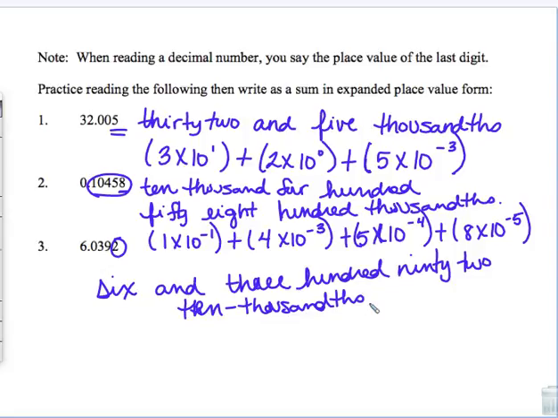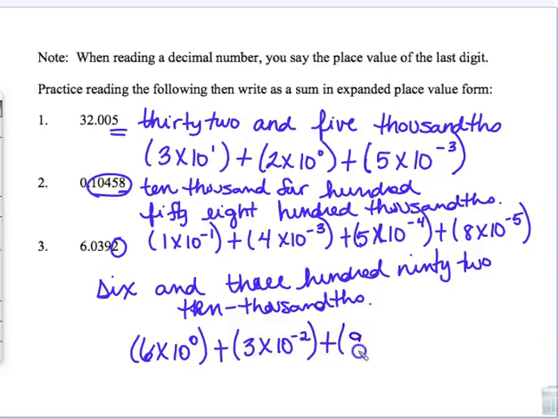Now, as far as writing that in expanded form, that's going to be 6 times 10 to the 0 in the ones place. Then the 3 is in the hundredths place. So that's 3 times 10 to the negative 2. The 9 would be 9 times 10 to the negative 3. That's in the thousandth spot. And then the plus 2 times 10 to the negative 4, that would be in the 10,000th spot.